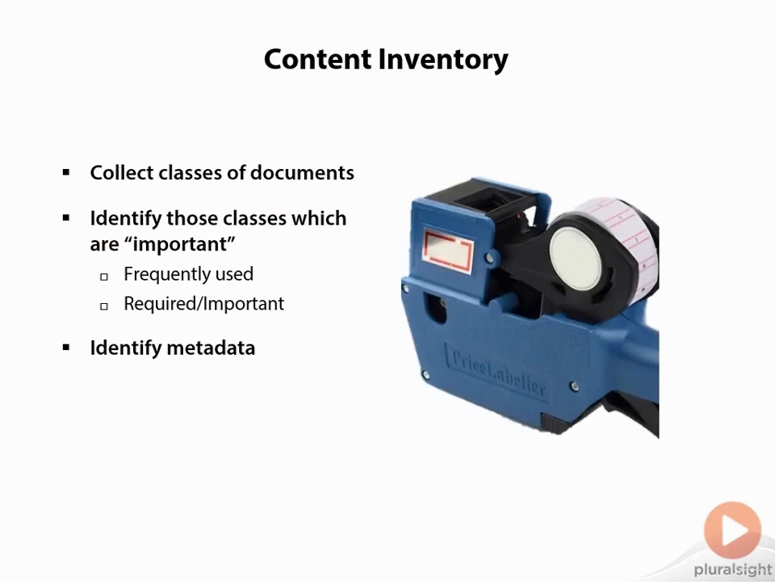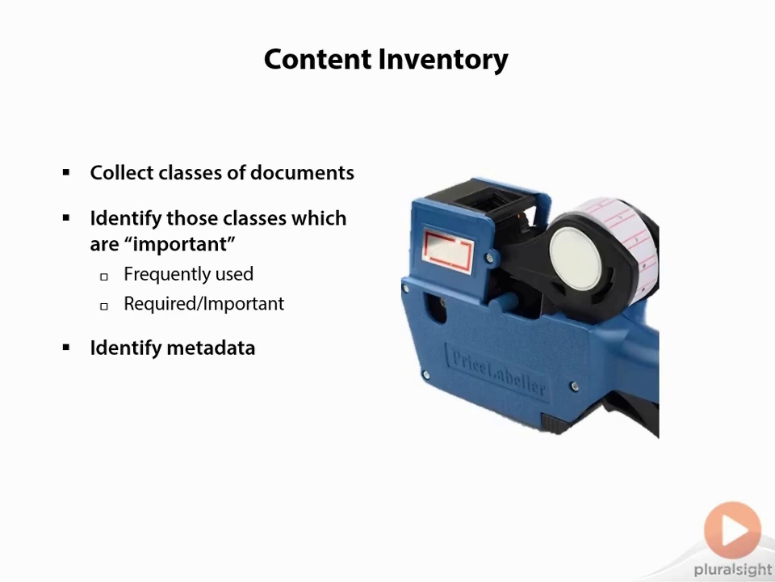At the core of information architecture is a content inventory. What do we have? If we don't know what we have to organize, then how the heck can we organize it? We want to identify those things which are important, and that means frequently used or required, important, regulatory required, whatever. And then in those, we identify the metadata. So what fields do they have? What values do they have? We're trying to figure out what the big blocks are. How does it all fit together?